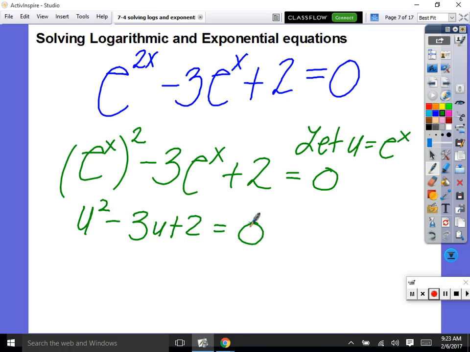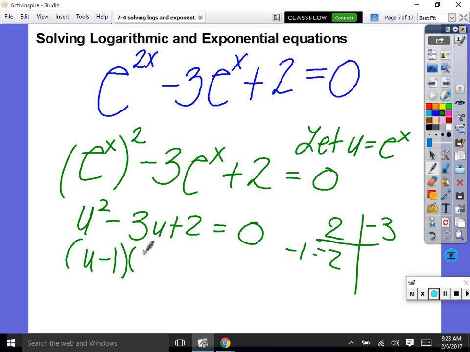Now we can solve for u by factoring. Well, it multiplies to be 2 and adds up to be negative 3. 1 times 2, negative, negative, right? So this factors to be u minus 1, u minus 2, thus u equals 1 and u equals 2. So that's u. So let's go put it in right up here.